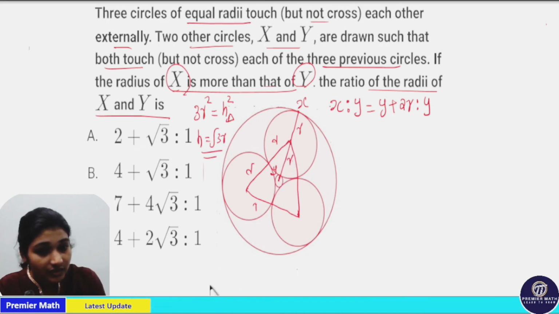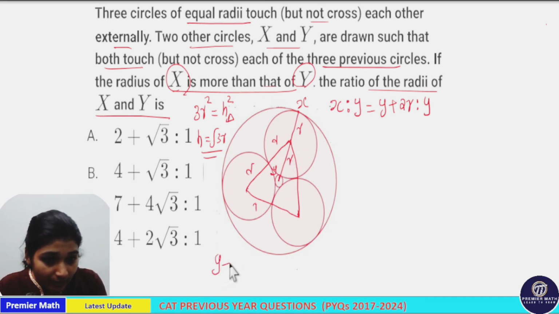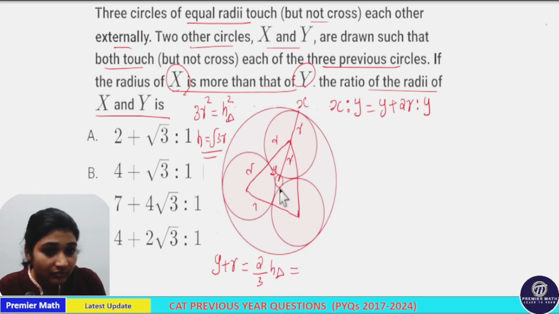This means y plus r is equal to 2/3 of the height of the equilateral triangle, because this is the centroid. The median divides at the centroid in a 1:2 ratio. So this part, y plus r, is equal to 2/3 of the height of the triangle, which is root 3 r. So root 3 goes root 3 times in 3.